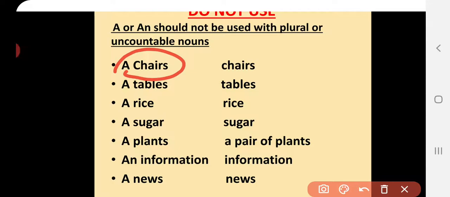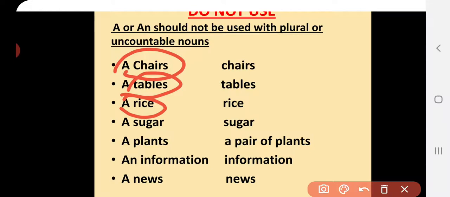Next one is a tables. We cannot say a tables because tables is a plural noun. So it should be just tables. Then a rice. Here rice is an uncountable noun and we cannot count it. Can we count rice? Nobody can count the rice. So we cannot use a. Just we have to say rice.